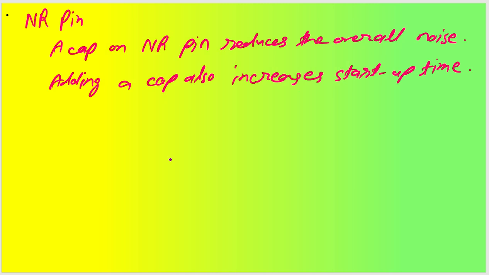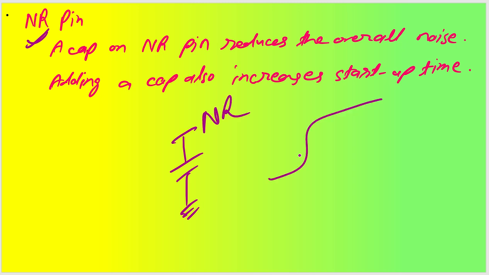Coming back to the NR pin. As I already mentioned, you have to put a capacitor from the NR pin to the ground so that the overall noise can be reduced. But the problem with this capacitor addition is that as you add a capacitor to the NR pin, the startup time will increase. Let's say it took 1 millisecond earlier, now it may take around 3 milliseconds or something like that. The capacitor will take a little bit of time to charge, and that's the reason adding a capacitor will also increase the startup time of the IC.